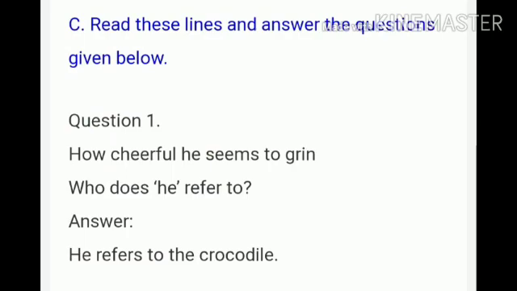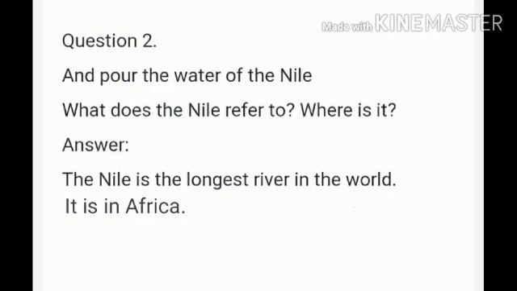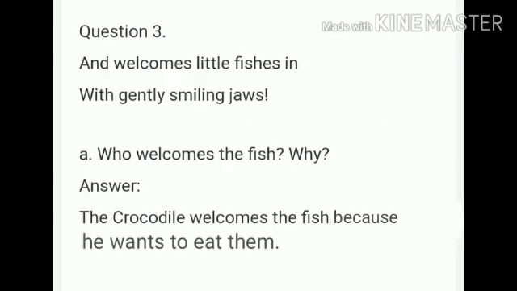Read these lines and answer the following questions given below. Number 1. How cheerful he seems to grin. Who does he refer to? The answer is he refers to the crocodile. Number 2. And pour the water of the Nile. What does the Nile refer to? Where is it? The answer is the Nile is the longest river in the world. It is in Africa.